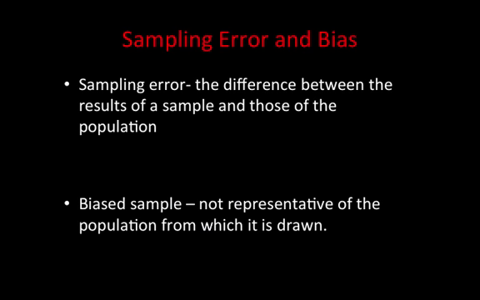The last thing I wanted to talk about in this video is the error and the bias that can happen when we're sampling. So even with some of those best methods of sampling, we can have a sampling error. A sampling error is a difference between the results of a sample and those of the population. So if you take statistics in college, you'll learn about different inferential statistics where you can control those sampling errors. We won't get to that in this class, but it is out there. And a biased sample would be a sample that isn't representative of the population from which it is drawn.